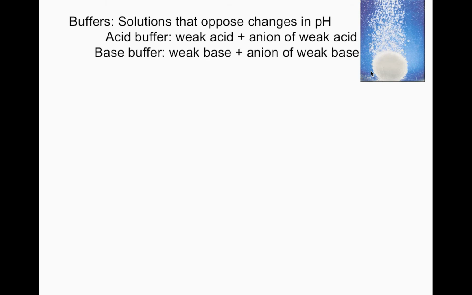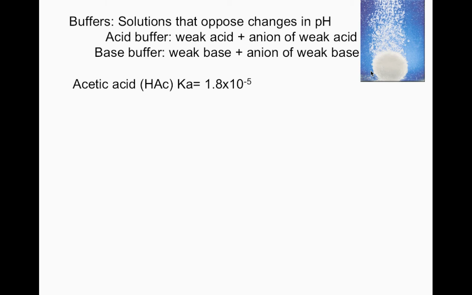Now, a buffer is a system that opposes a change in pH. Here we show an Alka-Seltzer tablet, which contains a buffer, so it won't upset your stomach. An acid buffer contains a weak acid plus the anion of a weak acid. A basic buffer contains a weak base plus the anion of the weak base. So I'm going to go through one example with you.